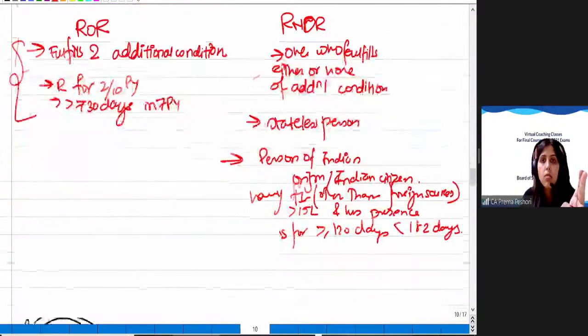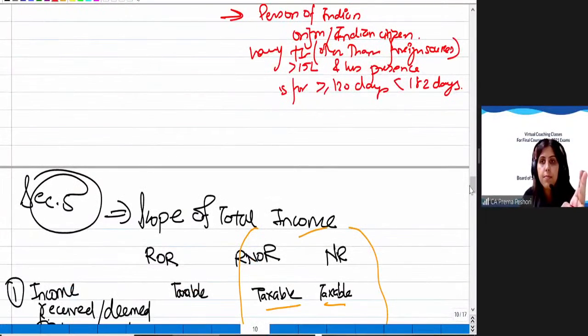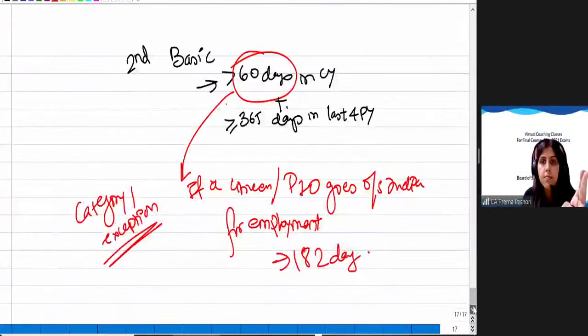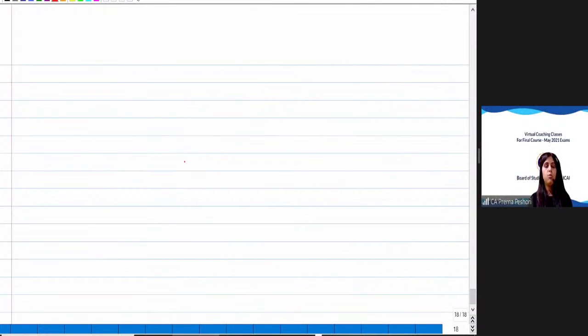Let's solve two more sums based on this. One would be on deemed residency. Okay. Let's solve one more sum.